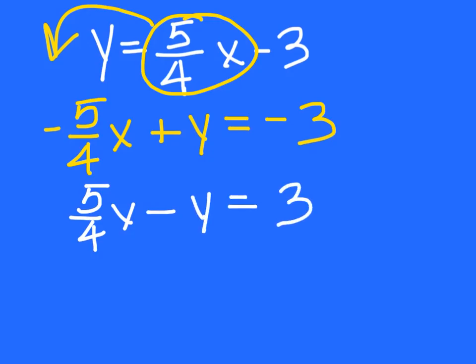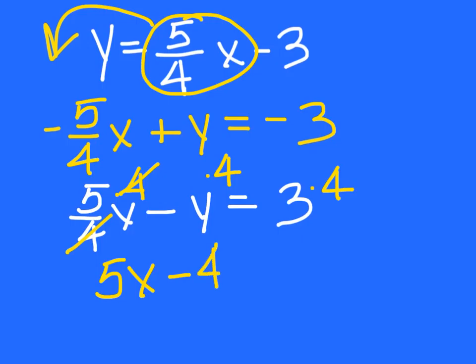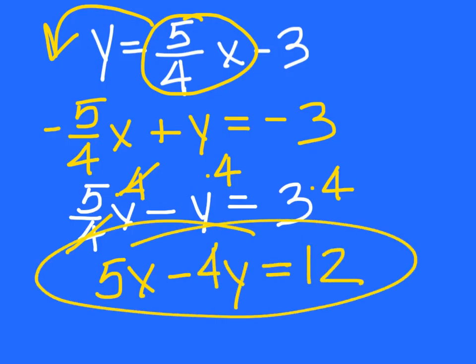What's wrong now? Fraction. What do I do? Multiply everything by 4. So cancel. 5x minus 4y equals 12. Yes.